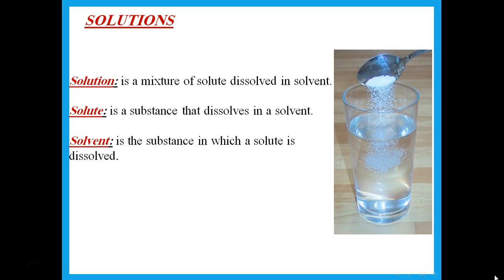Okay. Solutions are examples of mixtures. So a solution is a mixture of two things, one of them dissolved in the other. The one that we dissolve is the solute. So the salt or the sugar that we're adding to the water, the sugar is the solute, and the water that we're using to dissolve it is the solvent. So the solute is the substance that dissolves in a solvent. The solvent is the substance in which a solute is dissolved.